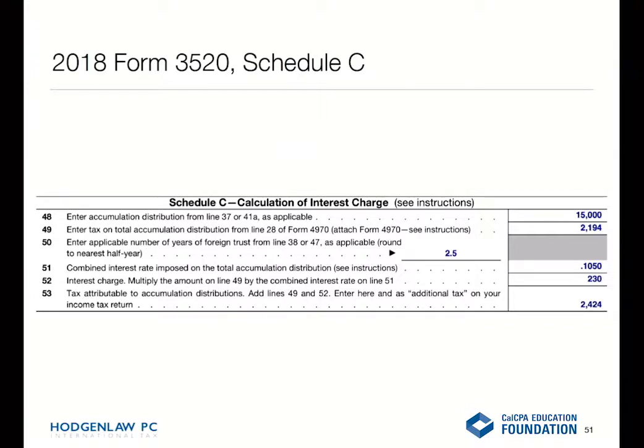Then you go to the form instructions. You use their handy interest rate table to get your combined interest rate. For this situation, it's 0.1050. You multiply that by the tax, and you get $230. So you add that together. 2,194 plus 230, and you get $2,424. And that's the total tax and interest charge from the accumulation distribution portion of that trust distribution.